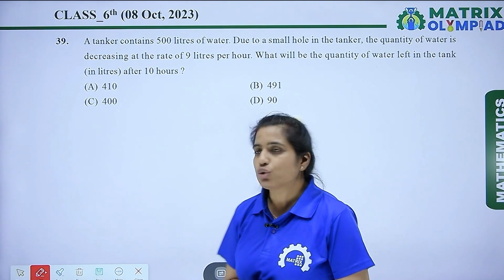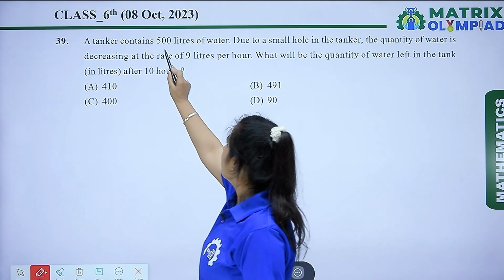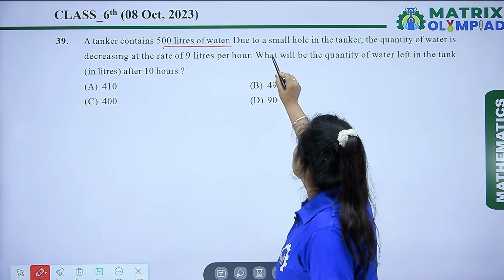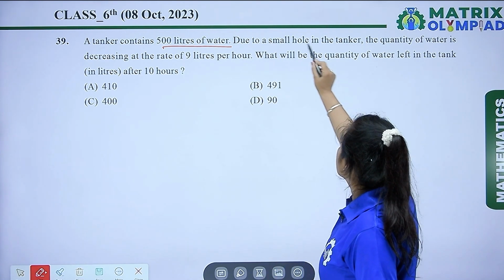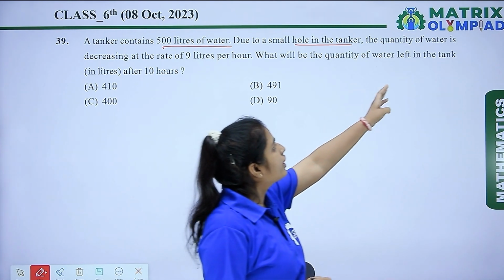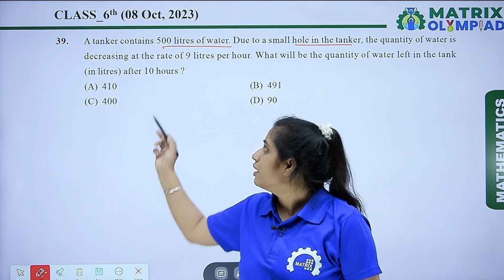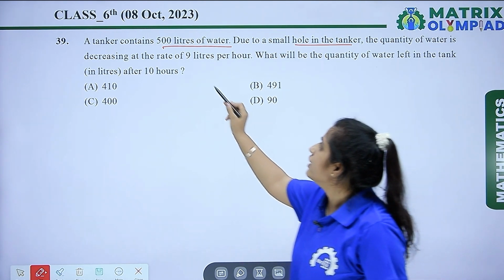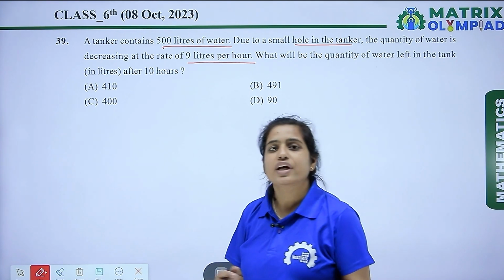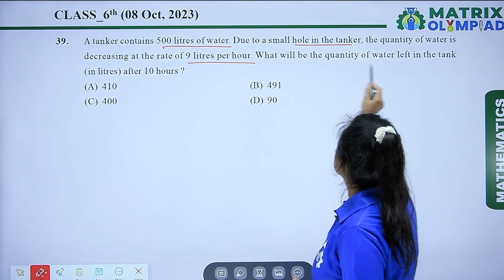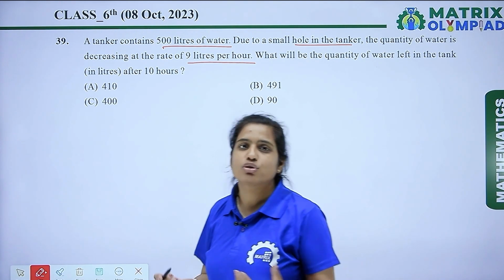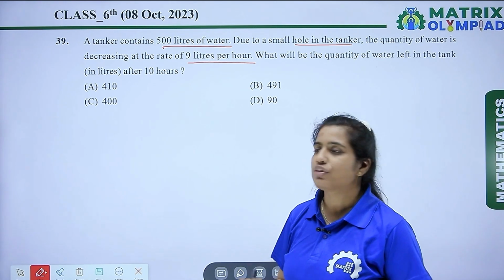नाउ इन 39th क्वेश्चन, A tanker contain 500 liters of water. एक टैंकर के पास 500 liters water है. Due to small hole in the tanker. अब टैंकर में क्या है? छोटा सा एक होल है जिसकी वजह से क्या हो रहा है? The quantity of water is decreasing at the rate of 9 liter per hour. हर आवर में 9 लीटर जो वाटर है वो क्या हो रहा है? डिक्रीज होता जा रहा है. What will be the quantity of water left in the tank after 10 hours? तो 10 आवर्स के बाद क्वांटिटी कितनी रह जाएगी टैंक के अंदर? दिस वी हैव टू फाइंड आउट.